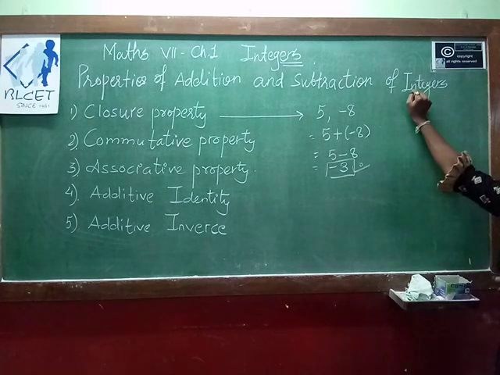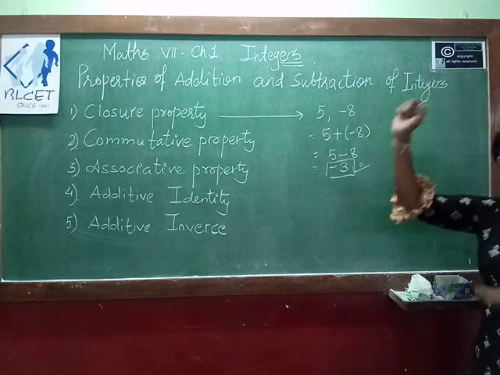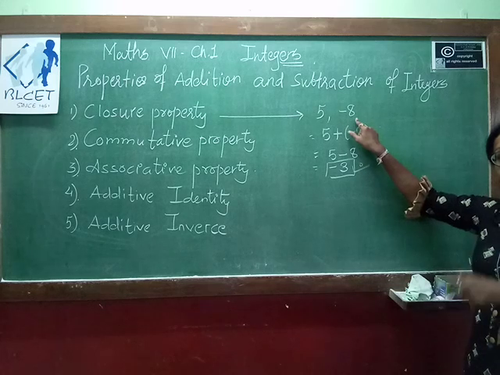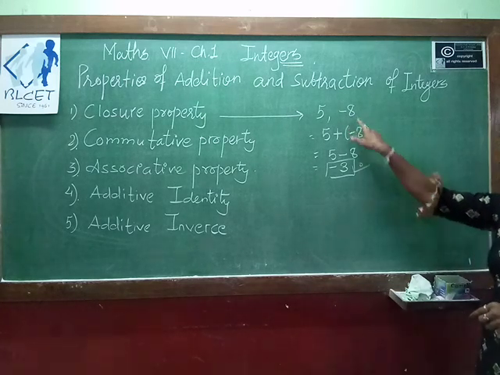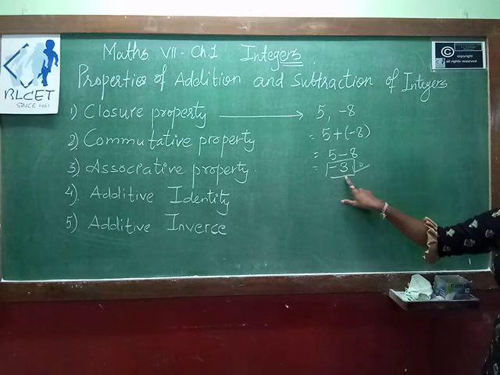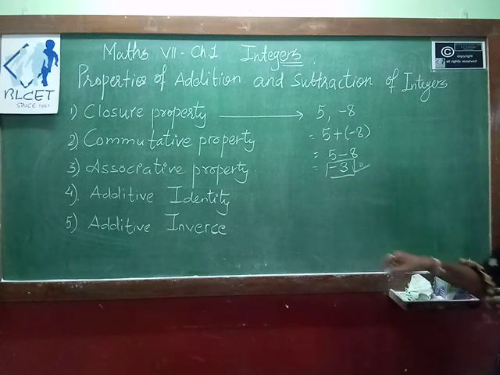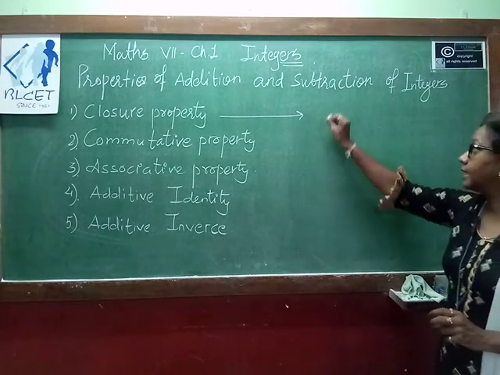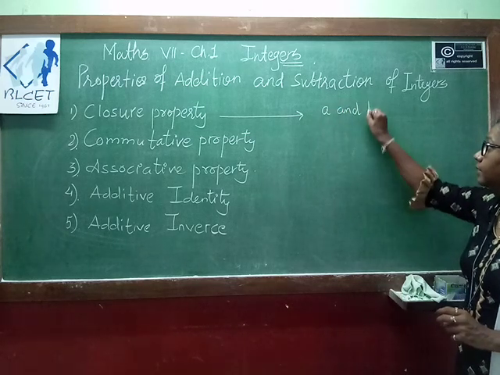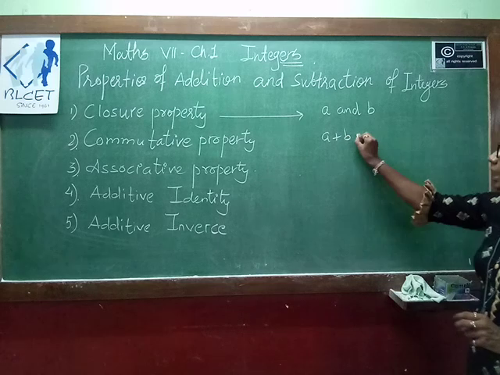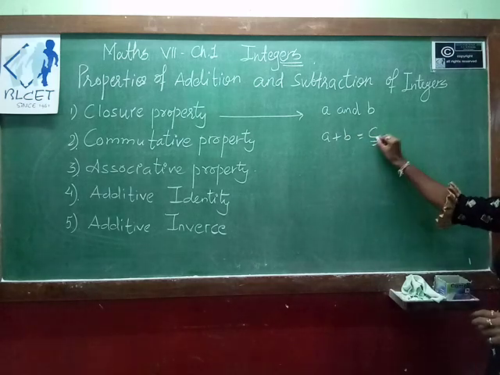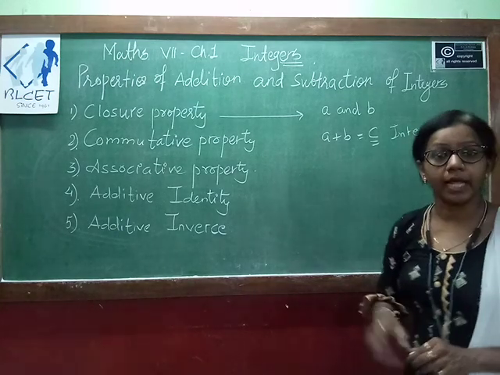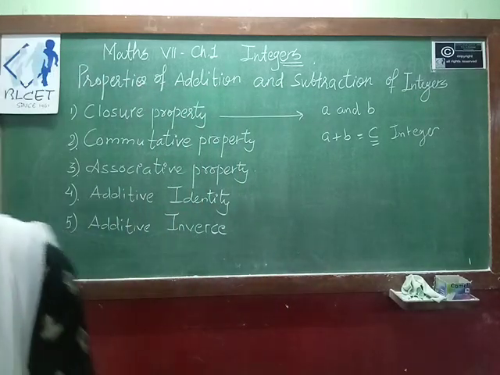So what does the closure property say? The closure property says that if you have two numbers that are integers, when you add them, whatever answer you are getting is also an integer. In general, suppose you have two integers a and b, and you take a plus b. If your answer is c, then c is also an integer. This is the closure property for addition of integers.